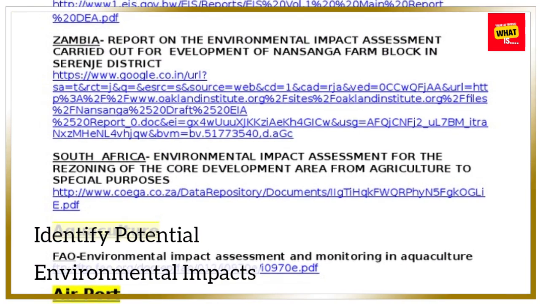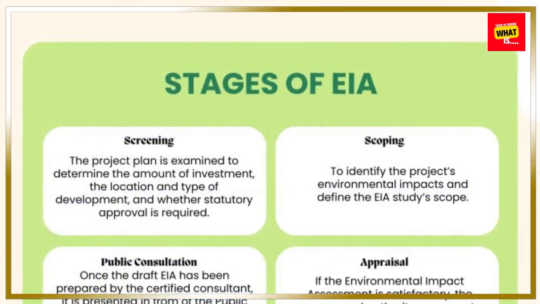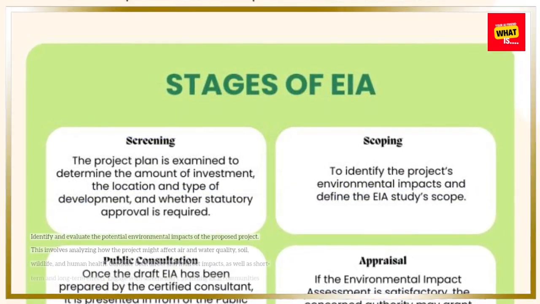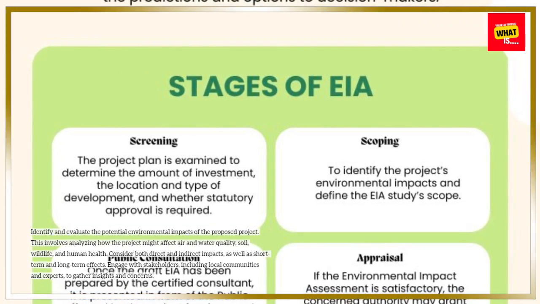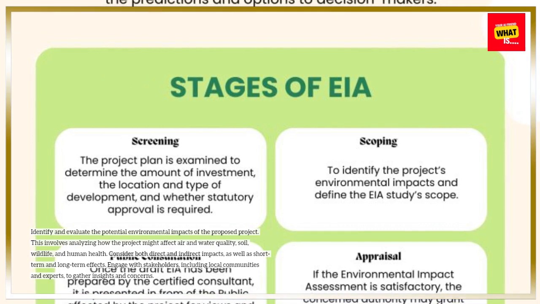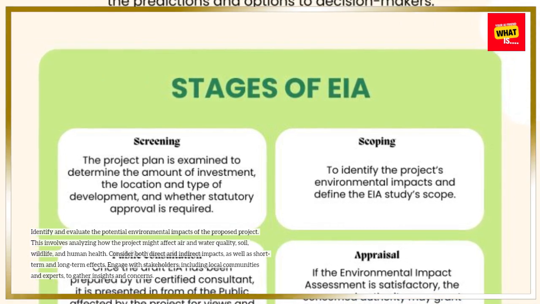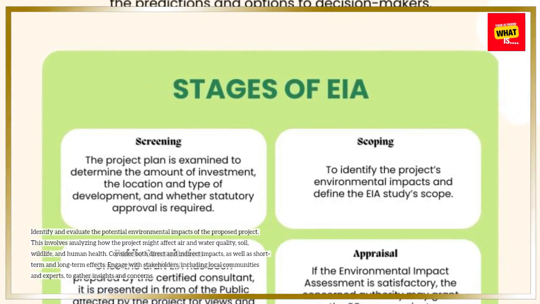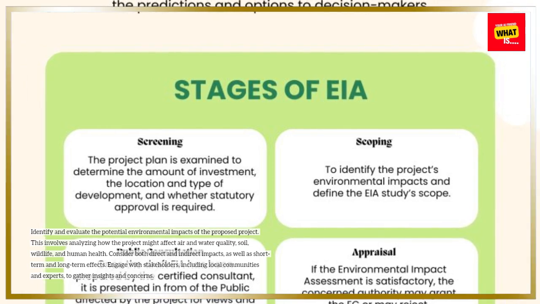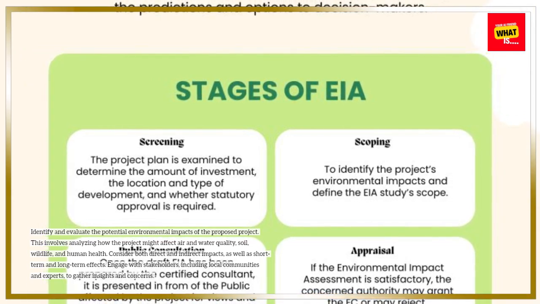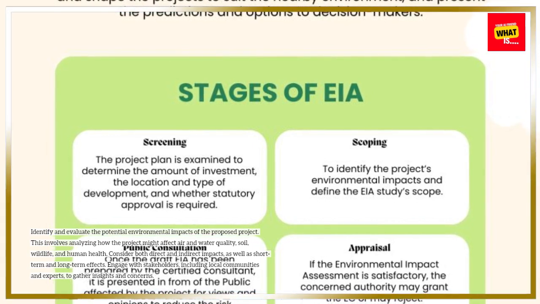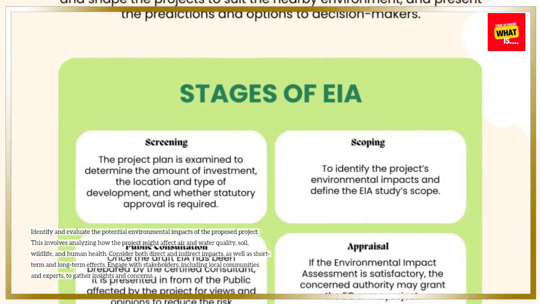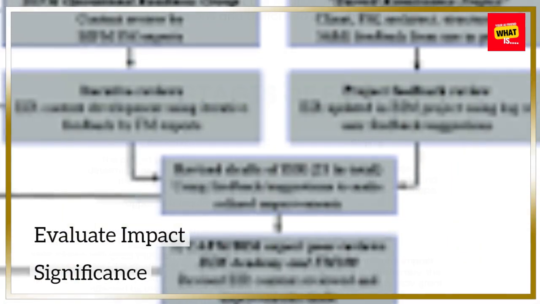Identify potential environmental impacts. Identify and evaluate the potential environmental impacts of the proposed project. This involves analyzing how the project might affect air and water quality, soil, wildlife, and human health. Consider both direct and indirect impacts, as well as short-term and long-term effects. Engage with stakeholders, including local communities and experts, to gather insights and concerns.